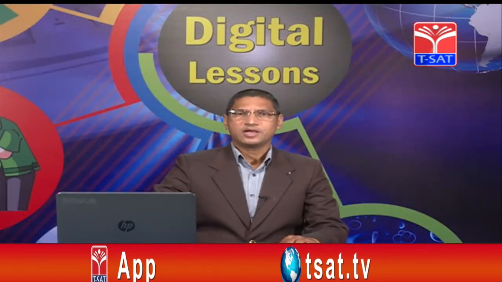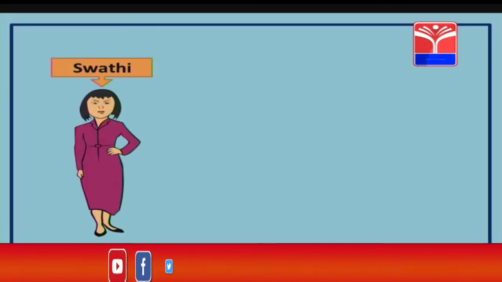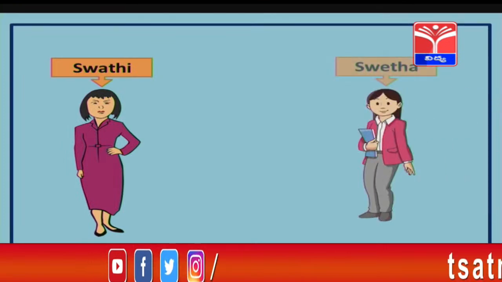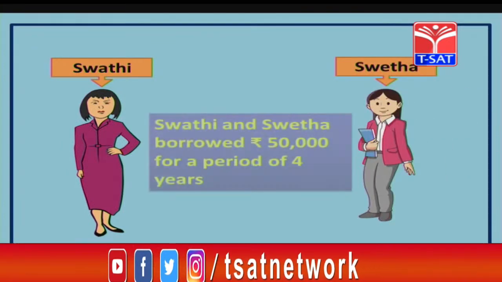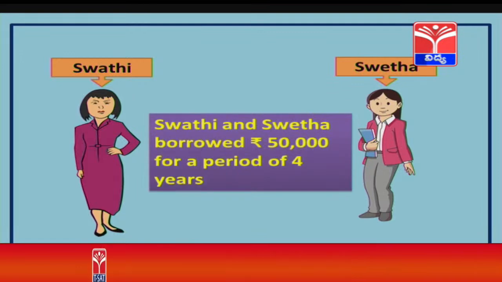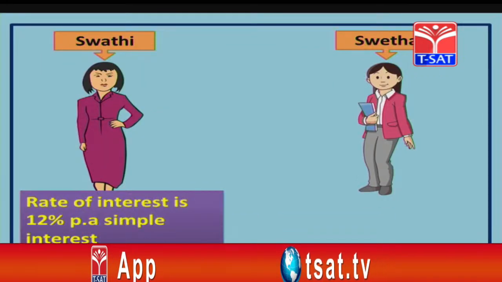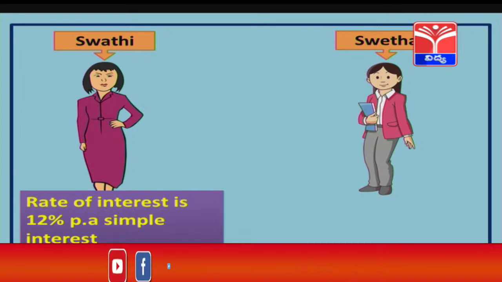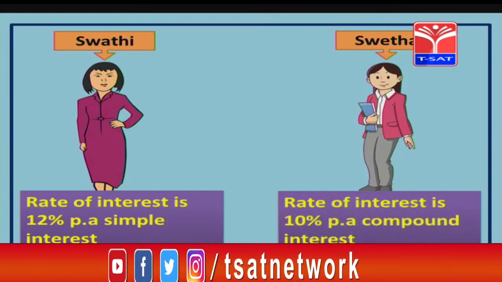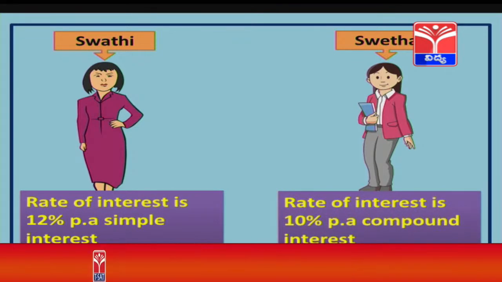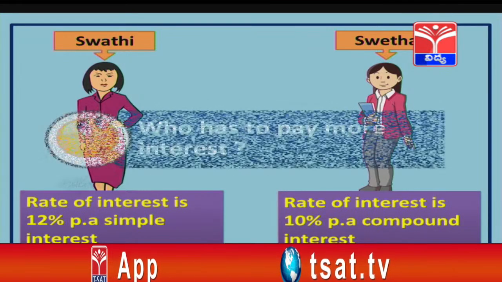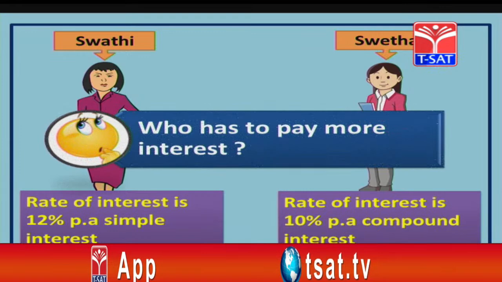So, let us consider a scenario here. Meet Swati and Sweta. Both are friends and both have taken a loan of 50,000 rupees for a period of 4 years. Now, Swati is paying an interest of 12% per annum for simple interest. Whereas Sweta's rate of interest is 10% per annum, but the interest is compound interest. Now, children, who has to pay more interest?